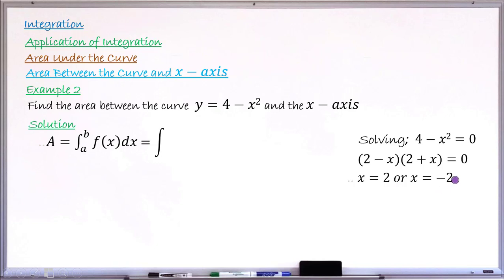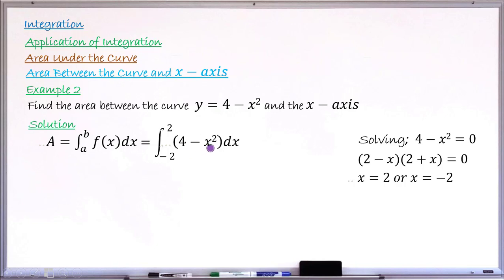So in this case, the smaller one, which is minus 2, will now be the lower limit, and the higher one will now be your higher limit, which is 2. So then now go back to my rule. I'll now have the lower limit as minus 2 and the higher limit as 2, that is the definite integral from minus 2 to 2 of this curve, which is 4 minus x squared, with respect to x. So what remains is to find this integral.